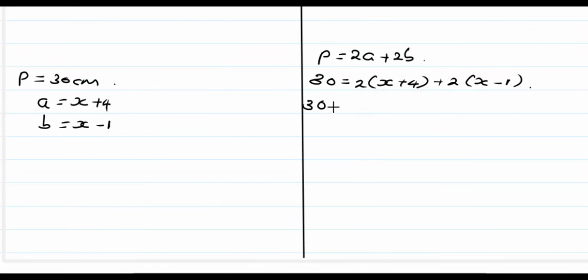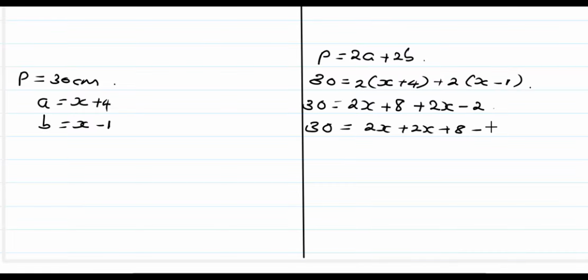So from there, it will be that is equal to 2 multiplied by x, which is 2x, then plus 2 multiplied by 4, which is 8, then plus 2 multiplied by x, which will be 2x, then 2 multiplied by negative 1, which will be minus 2, like that. So it will be 30 is equal to, and group the like terms together here, this 2x plus 2x, and plus this 8 minus that 2. So it will be 30 is equal to 2x plus 2x is 4x, plus 8 minus 2, which is 6.